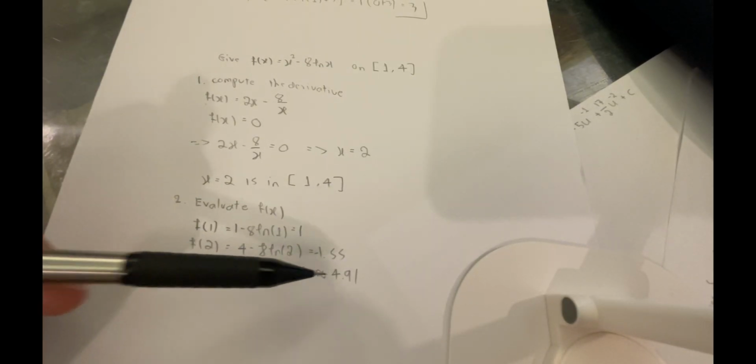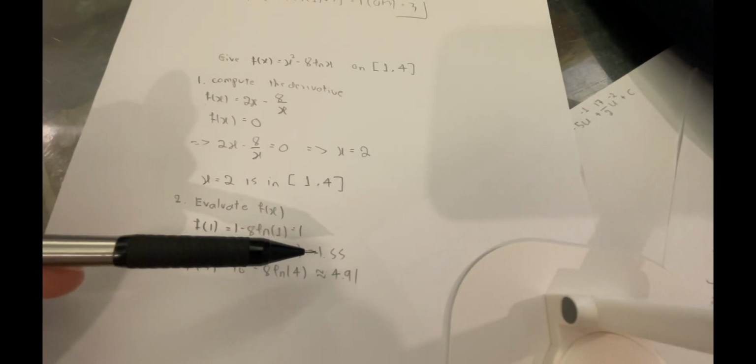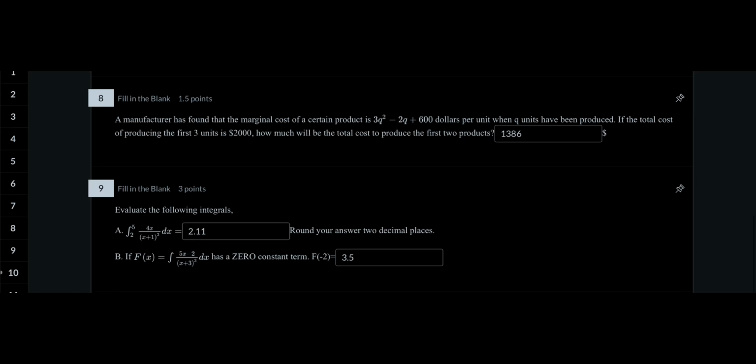Second, we evaluate f at 1, f at 2, and f at 4, and then we see that this one is the highest answer and this one gives the lowest answer, so f of 4 is the highest, the maximum, and this is the minimum, the lowest. So this is my answer for 7.